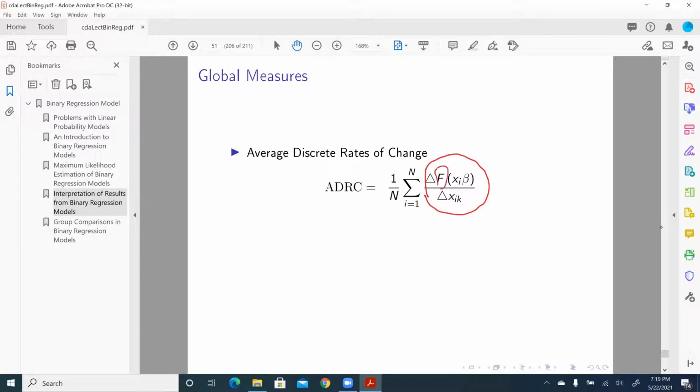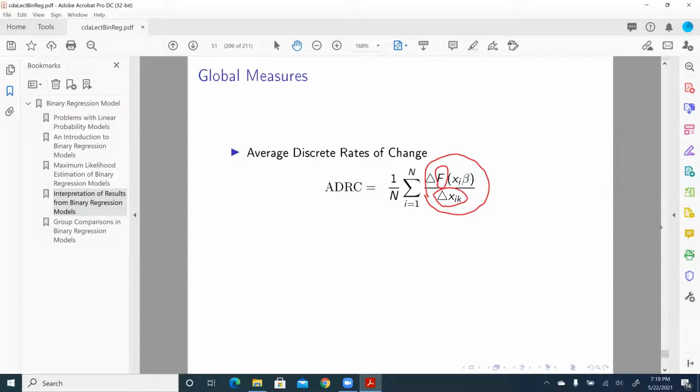So the F here denotes some generic probability, cumulative probability density function, right? So in logit, it's going to be what? It's going to be exponential function of x beta over 1 plus the exponential of x beta. And here, delta in the denominator is basically the change in x, right? We do that for one case. So that's what's in the circle, okay?